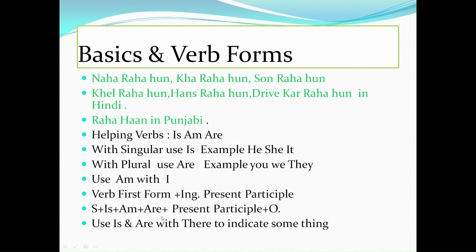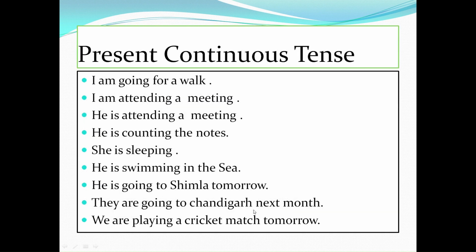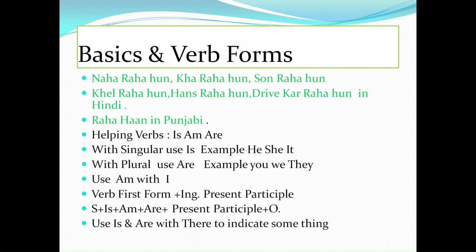Now, very important, you would have also noticed from the various examples that this would be the sequence of the sentence. First of all, the subject would come, then either of these helping verbs, depending upon the subject as singular or plural, is, am or are, plus the present participle or objects. As it is clear from all these examples: I'm going for a walk, I'm attending a meeting, he is attending a meeting. So this is the sequence which I just mentioned, right?